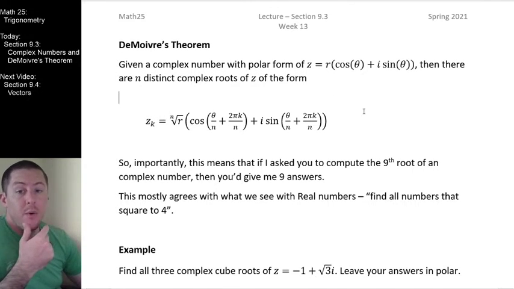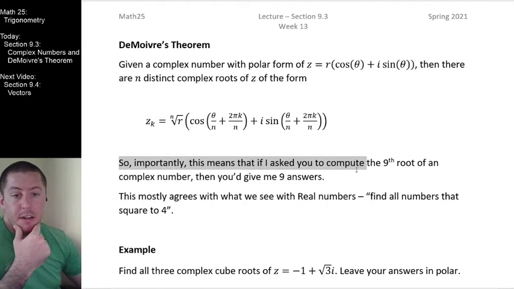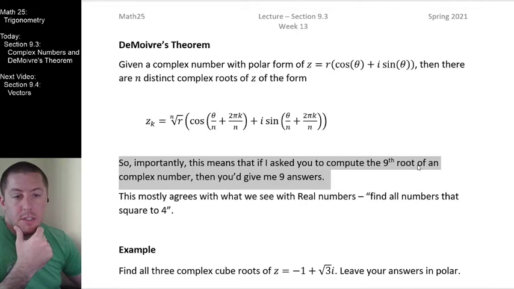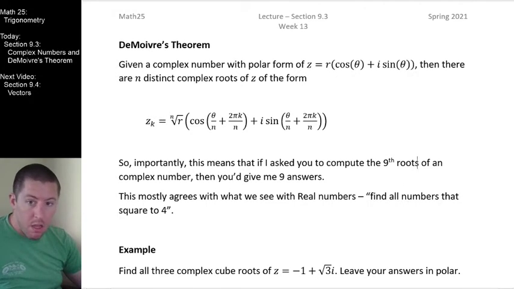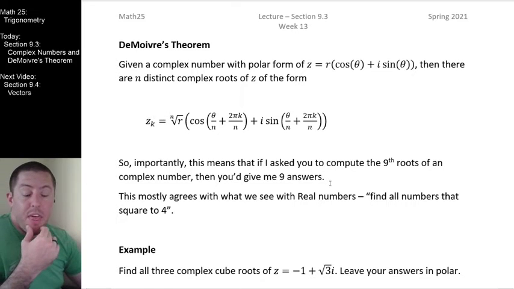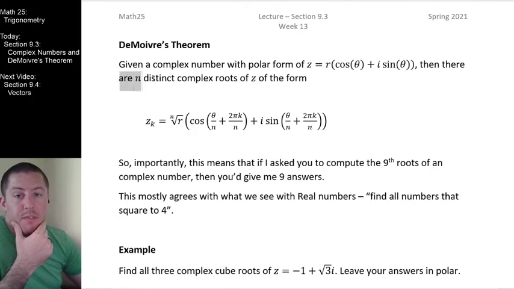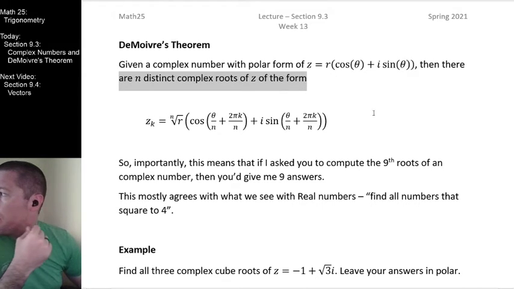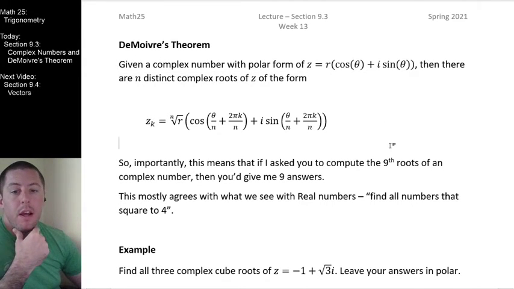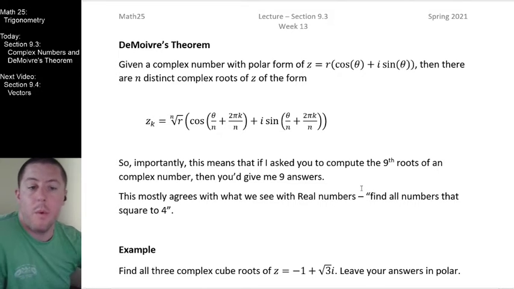So that's really saying, and this is like my statement underneath, if I ask you to compute the ninth roots of a complex number, then there would be 9 answers, right? De Moivre's theorem says that there are n distinct complex roots for any nth root that you're looking to apply out there. So this mostly agrees with what we see with real numbers.